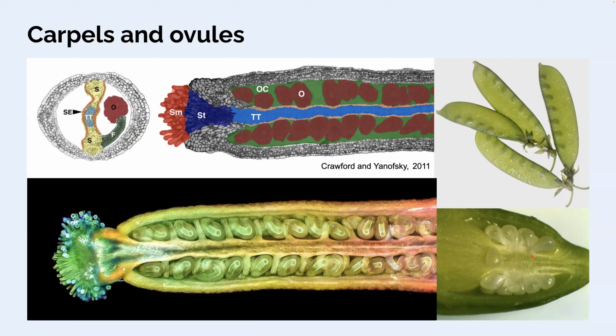So they're connected here. And then after fertilization, these ovules are going to become seeds, and they'll stay connected to receive some nutrients from the mother plant as they develop into seeds. And this whole thing around them is going to develop into a fruit.